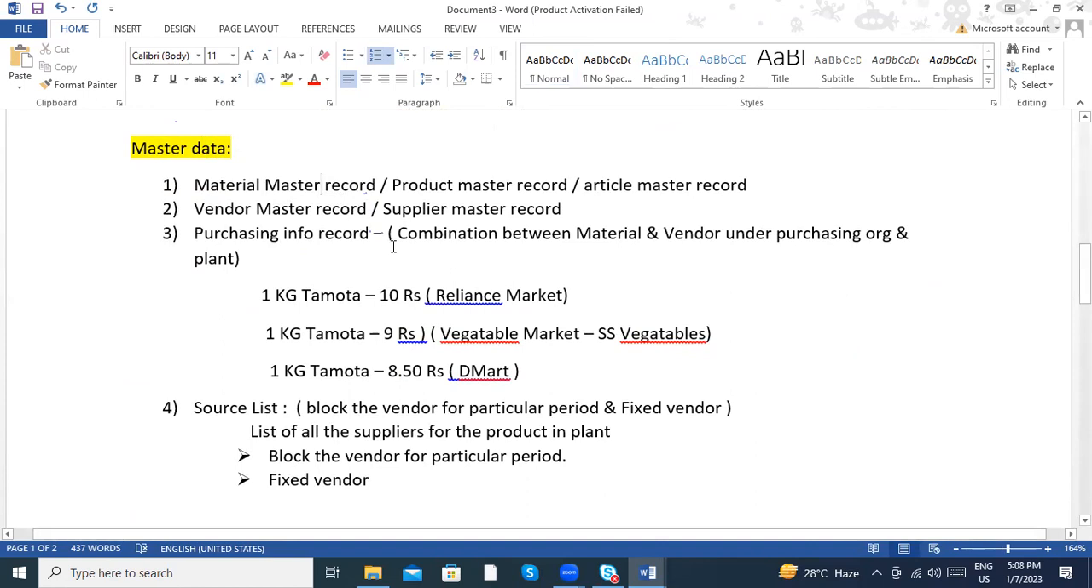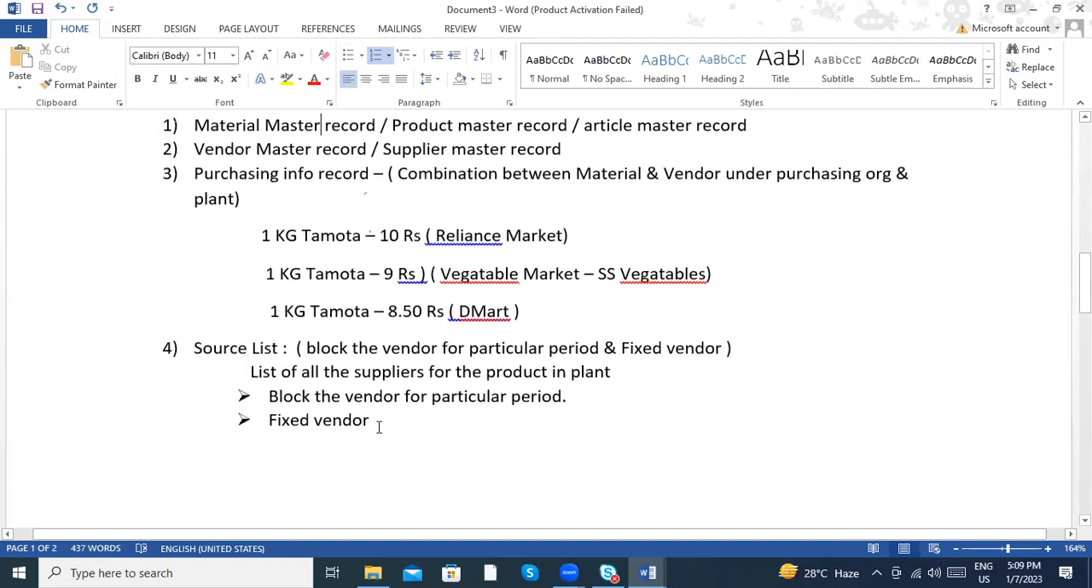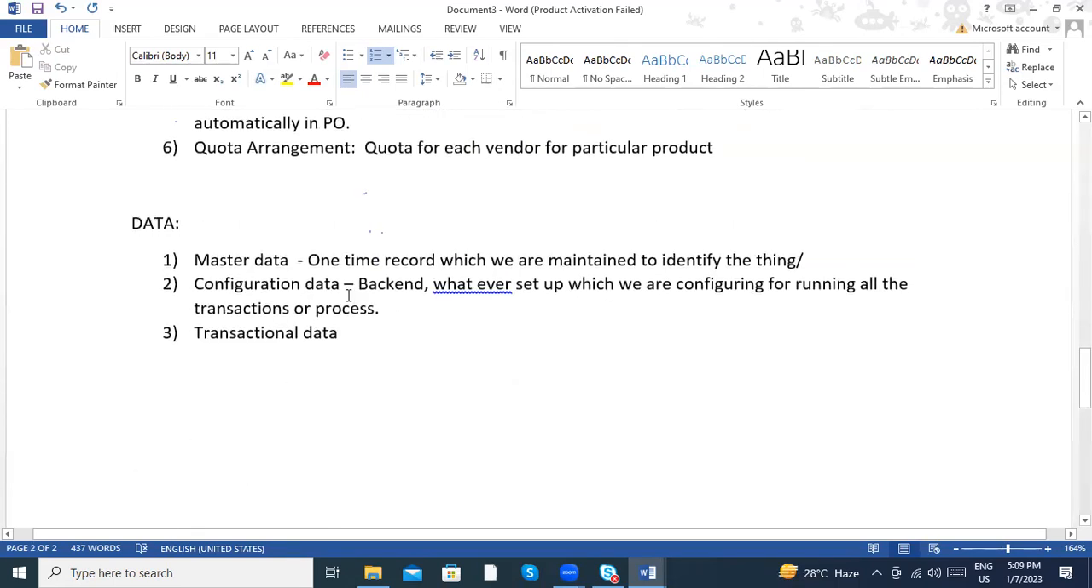Then how will you get the plant? You don't know which plants it is. Say there are thousands of plants for my company. So what will happen? They will be creating the plant details in the backend. That means Hyderabad has this branch and Vizag has this branch. That information we are creating in the configuration.